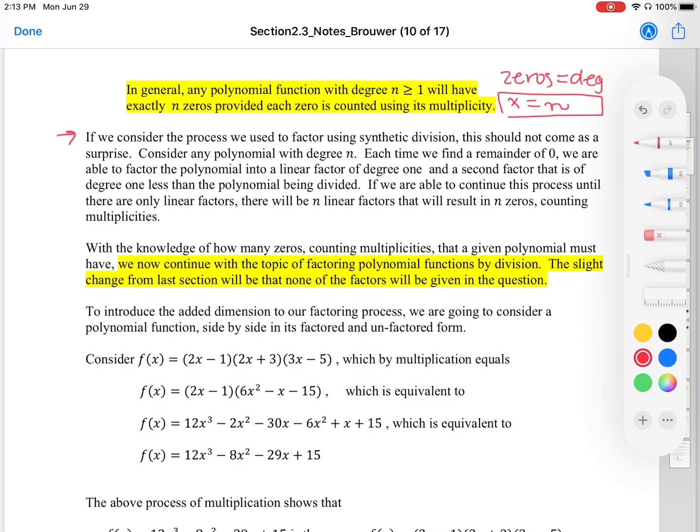If we consider the process we use to factor using synthetic division, this should not come as a surprise. Consider any polynomial with degree n. Each time we find a remainder of 0, we're able to factor the polynomial into a linear factor of degree 1, and a second factor that is of degree 1 less than the polynomial being divided. If we're able to continue this process until there are only linear factors, meaning degree 1, there will be n linear factors that result in n zeros counting multiplicities.